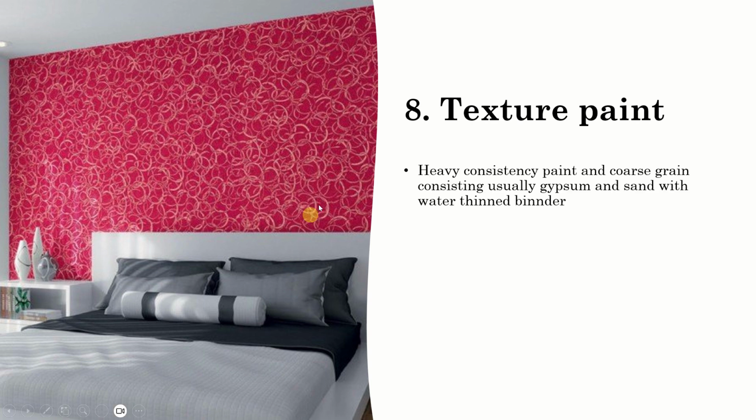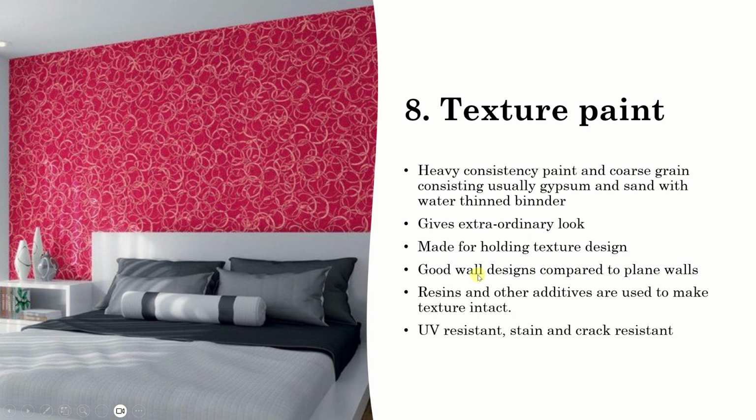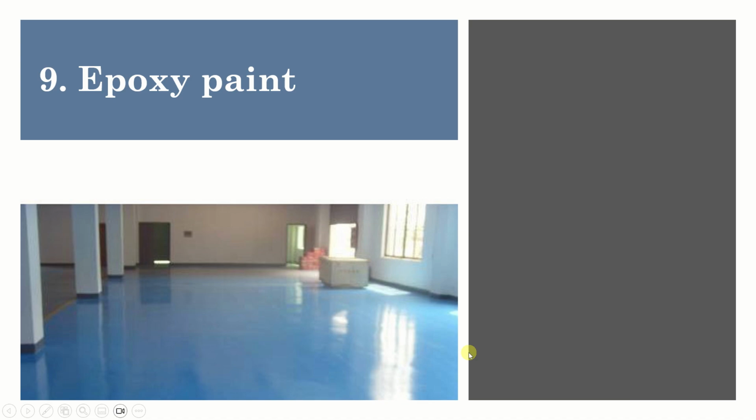Texture paint. It's a heavy consistency paint with a coarse grain, usually consisting of gypsum and sand with a water thinned binder. It gives an extraordinary look. Made for holding extra texture designs, it gives good wall designs compared to plain walls. Resin and other additives are used to make the texture intact. The texture can be changed according to the requirement, so multiple textures are possible. It is UV resistant, stain and crack resistant. It can be used for old walls.